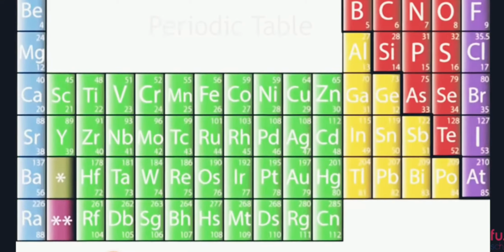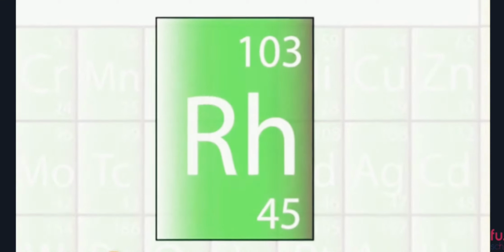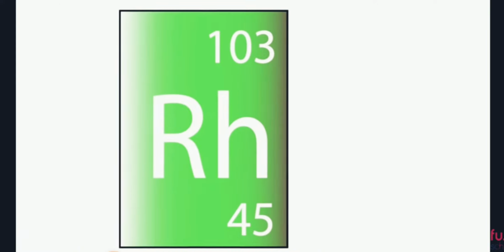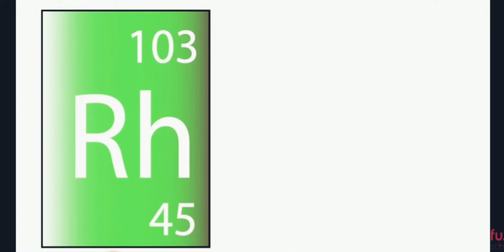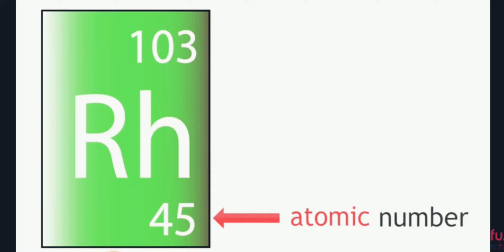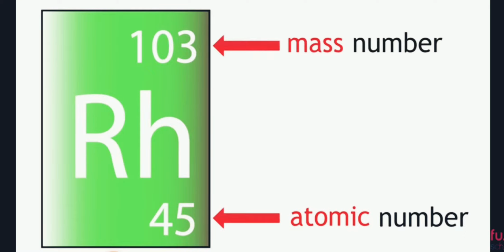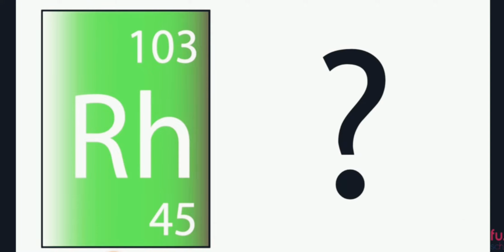When you consider the periodic table, you will find small boxes where the elements are arranged periodically. Each block consists of the symbol of the element, its atomic number written in subscript and mass number written in superscript. Let's talk about atomic number.